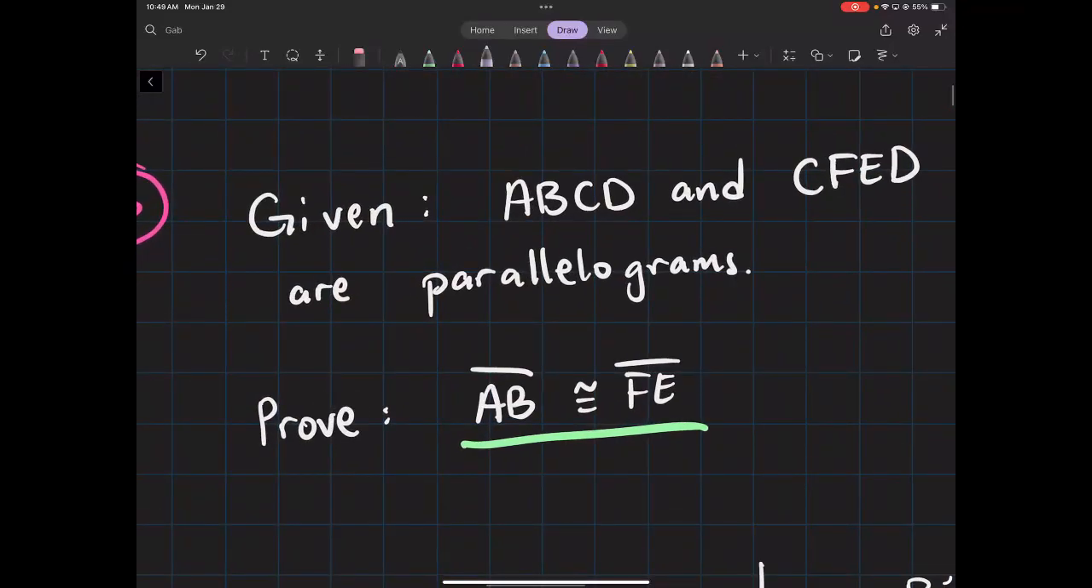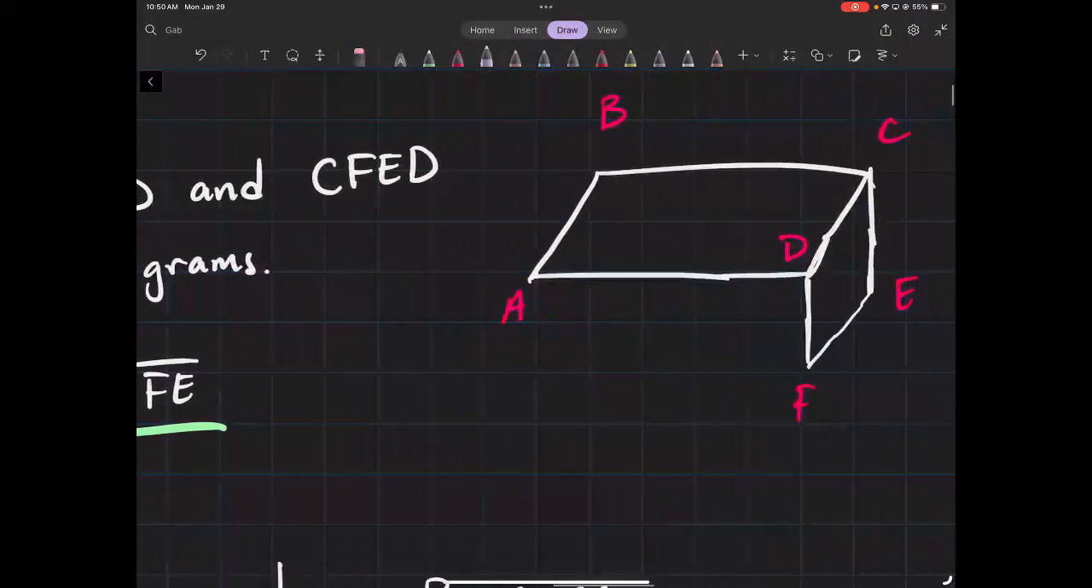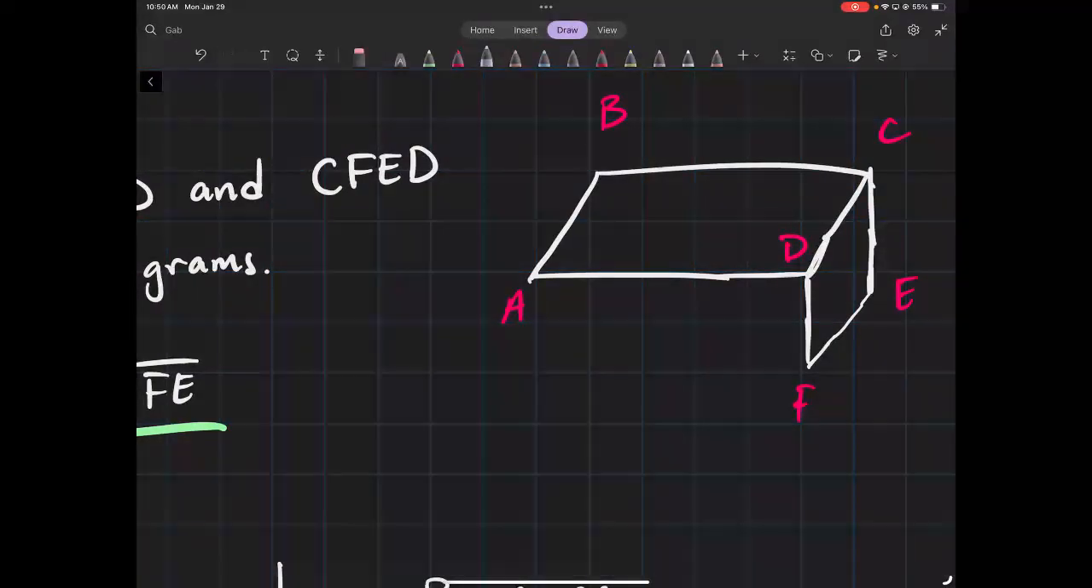Okay, so they tell you these two things are parallelograms, right? So what do you know automatically about parallelograms? Two opposite sides are congruent and two opposite angles are congruent. Okay? So those two should be like the automatic ones. They'll also help you for our lesson today.